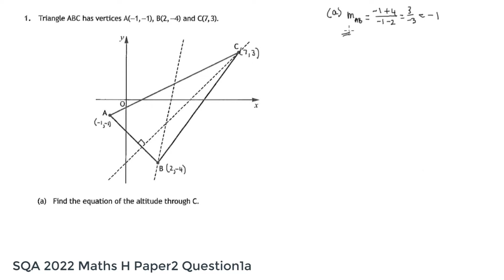So from our result, this times the gradient of a perpendicular line would give us -1. -1 times 1 gives us -1. So the gradient of a perpendicular line will be 1. So we've found the gradient of the altitude. It's 1. And a point on the altitude, we're just gathering the information we need to use our straight line formula. Point on the altitude is 7, 3.